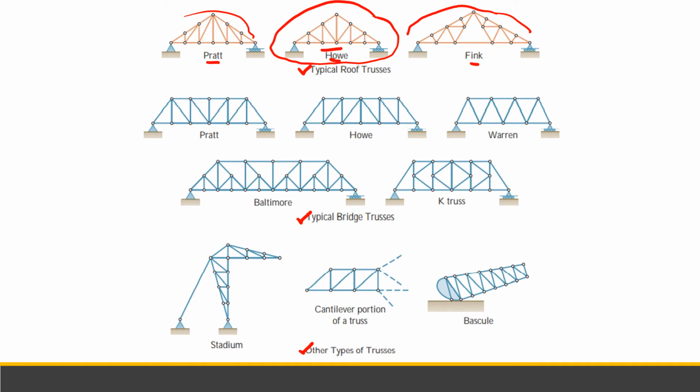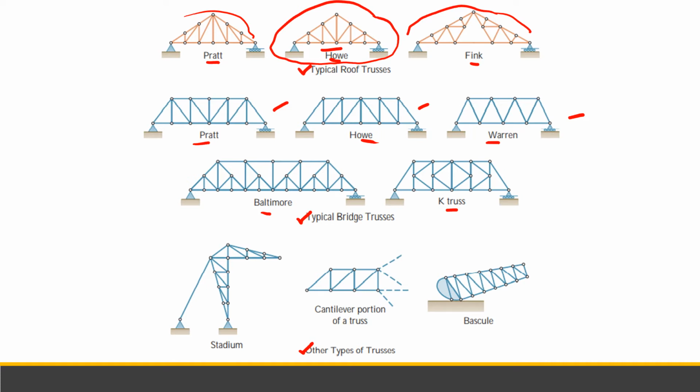So, sa bridge truss naman, merong Pratt, Howe, Warren, Baltimore, and K truss. So, usually din kung titingnan natin yung mga bridges, for example, dun sa Pawak, yung palabas ka ng Marawi. So I think those trusses are nasa tatlo, no? So Pratt, Howe, and Warren. But Baltimore, medyo complicated na yung structure ng trusses niya, no?